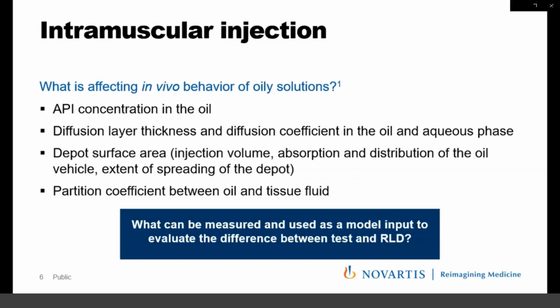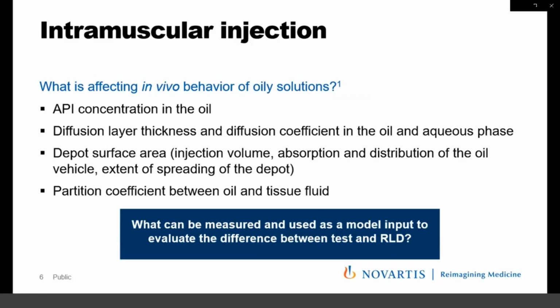To make the decision easier, we asked ourselves what is affecting in vivo behavior of oily drug solutions. This is the concentration of the API in the oil, the thickness of the diffusion layer, and the diffusion coefficient in both the oily and aqueous phases, the partition coefficient between the oil and tissue fluid, and the surface of the depot area. The surface is affected by the injection volume, the spreading of the oil within the muscle, and its distribution and absorption. Most of these parameters are not easy to be measured.